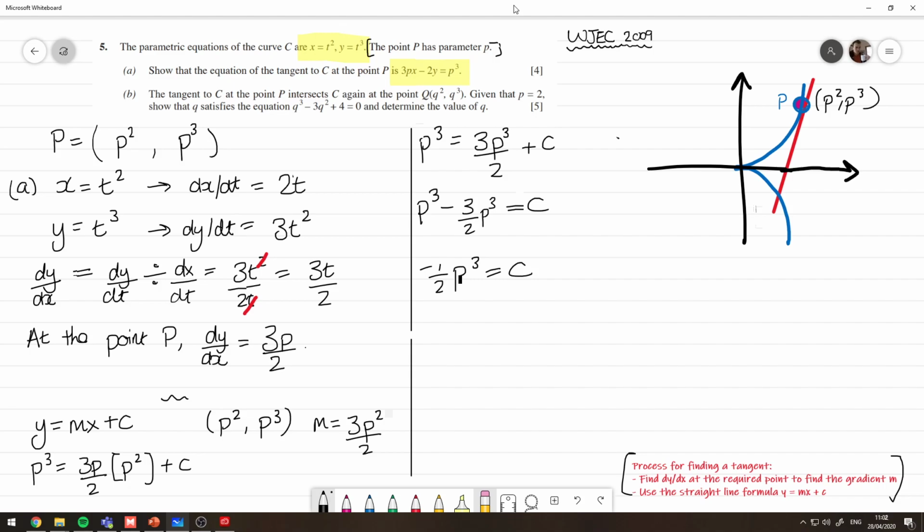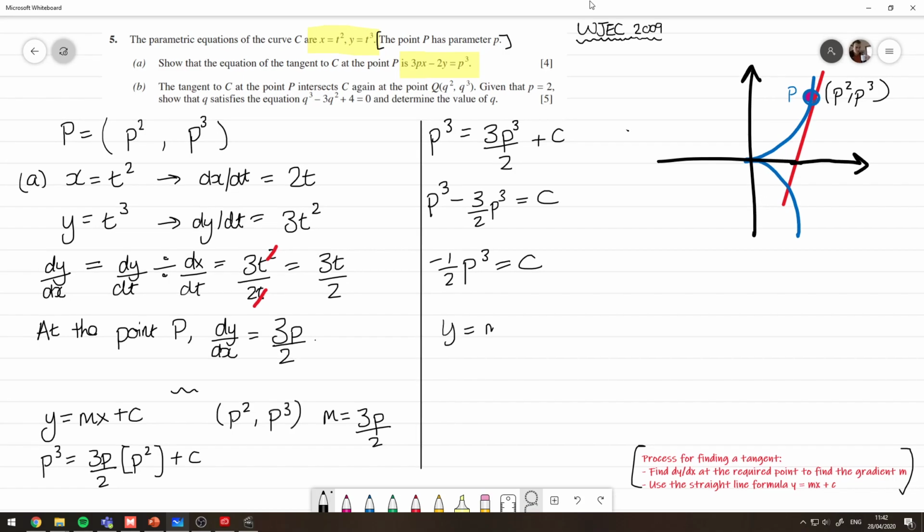If I plug that back into the equation of a straight line, I'm going to use m is 3p over 2, and I'm going to use c as minus a half p cubed. And you can see some similarities with what I'm supposed to get with what I've got at the moment. What I'm supposed to get doesn't have any fractions, so I'll multiply through by 2 to get the equation 2y equals 3px minus p cubed. And now I do have all the ingredients, just not in the right order.